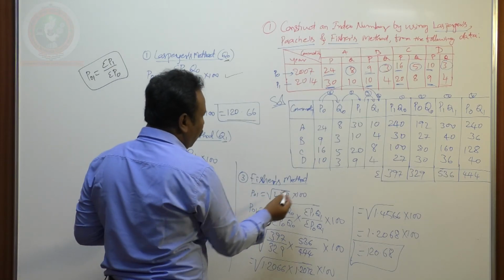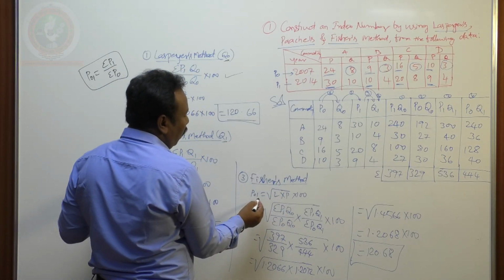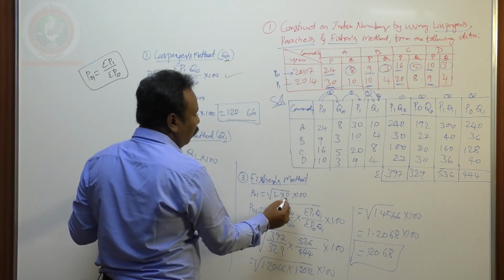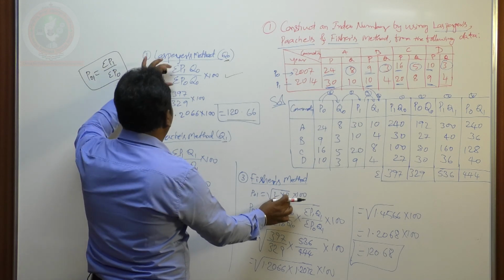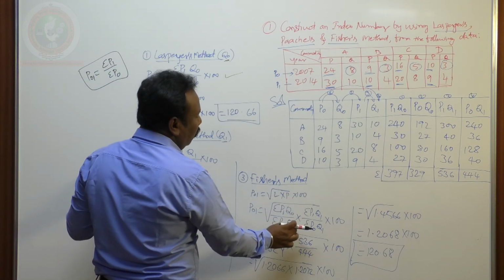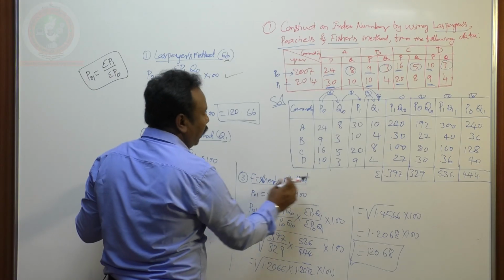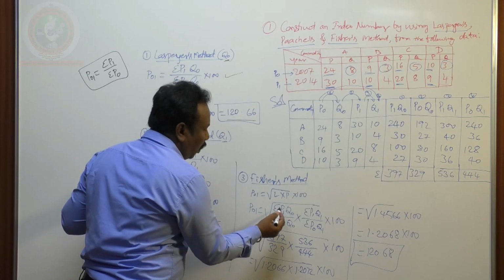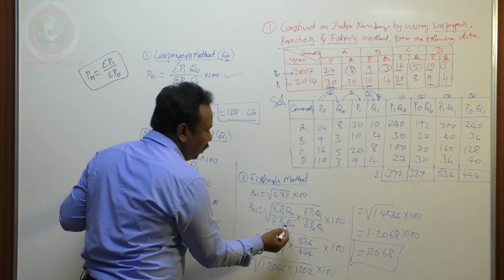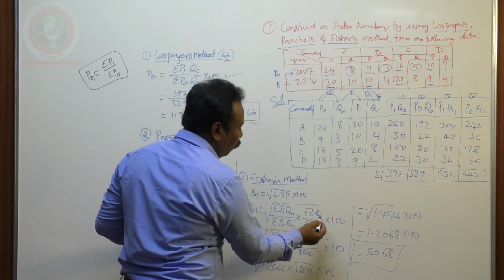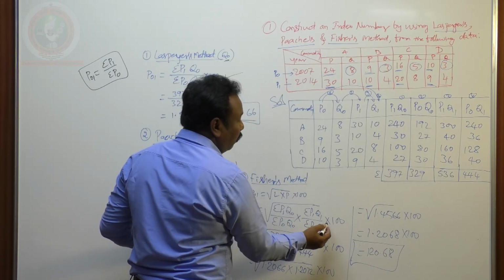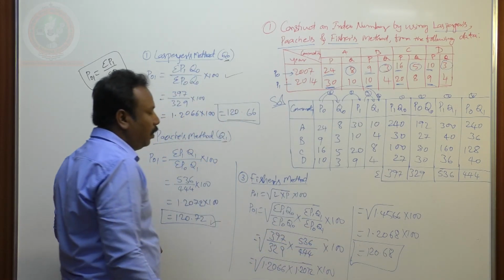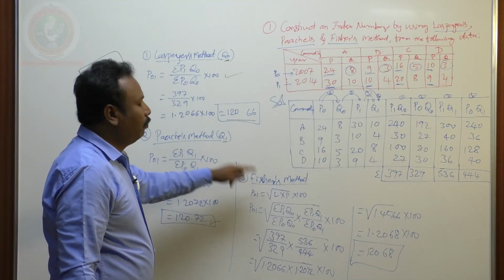Then after that, the Fisher index method. Index number equals square root of Laspeyres' into Paasche's formula. This one and this one have to be multiplied, applying the square root, into 100. So, the formula is P01 equals square root of sigma P1 Q0 divided by sigma P0 Q0 into sigma P1 Q1 divided by sigma P0 Q1 into 100. Simplify this to get the index number under Fisher's method.